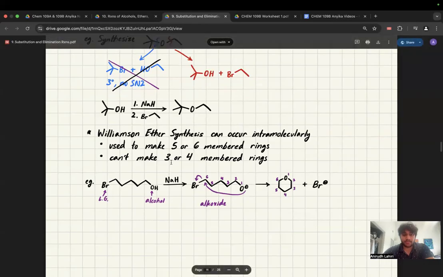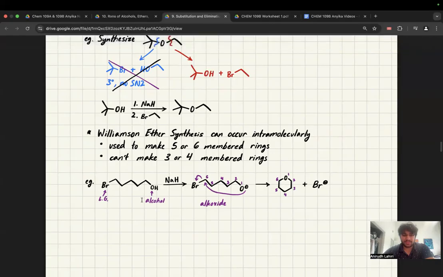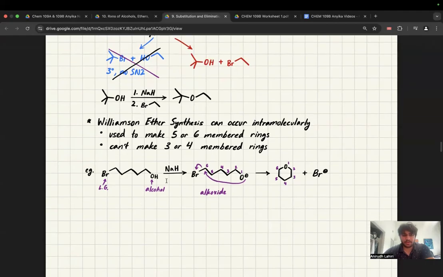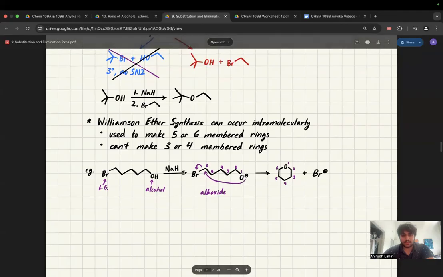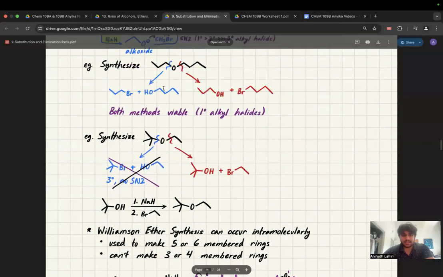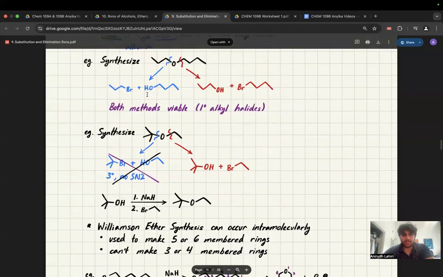Okay. Williamson ether synthesis is also used very frequently when you want to make 5 or 6 membered rings. You cannot ever make 3 or 4 membered rings within Williamson ether synthesis. You use other reagents to make 3 membered rings with oxygen. We'll get to that later, but again, NaH will deprotonate the alcohol. We'll attack here. We'll kick off the Br. It's exactly like this, where we have one reagent attacking another.